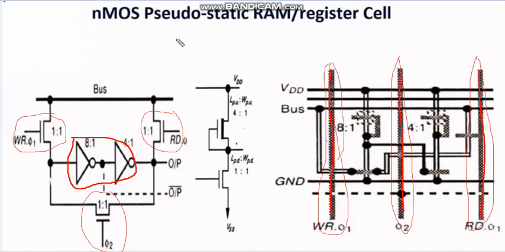As this is an NMOS pseudostatic RAM, that is why here we have taken a depletion mode transistor, as we can see here, implant as well as poly. The output of this has been connected to the input of this. As it is NMOS, for the N enhancement mode NMOS transistor we are connecting here. So this is the connection.